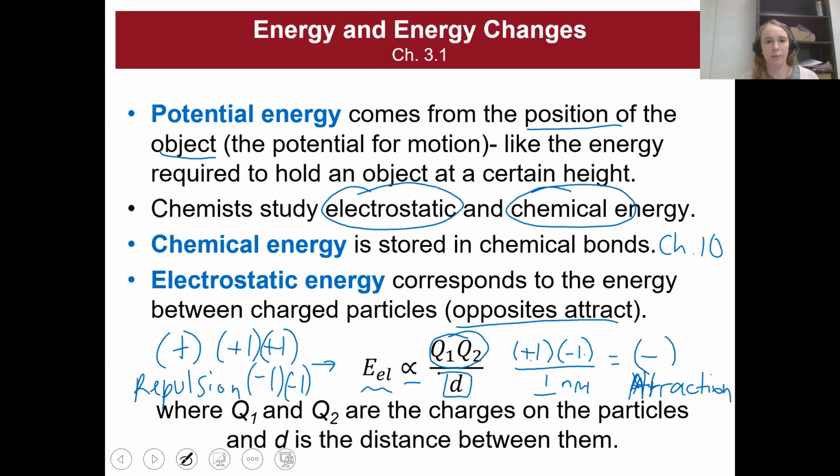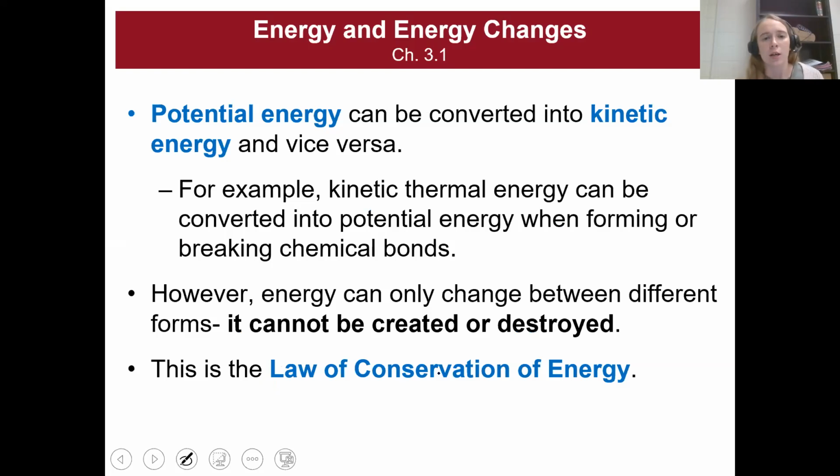Got it? Awesome. So just so you know, potential energy can be converted into kinetic energy and vice versa. For example, kinetic thermal energy in these atoms and molecules can be converted into potential energy when we form or break a chemical bond. So we have atoms bouncing around in a system, and all of a sudden they come into contact with each other. So they had kinetic energy, which was making them move around, but now when they come into contact with each other, they might form a chemical bond, and then the bond has potential energy.